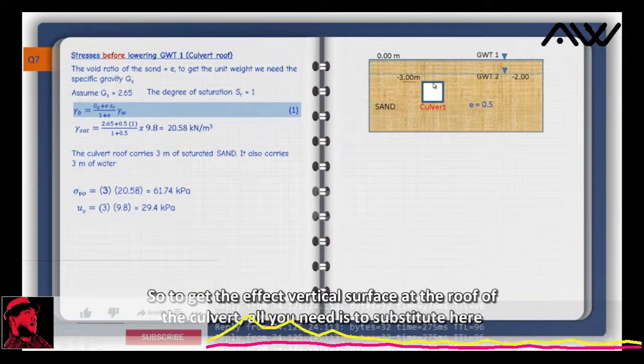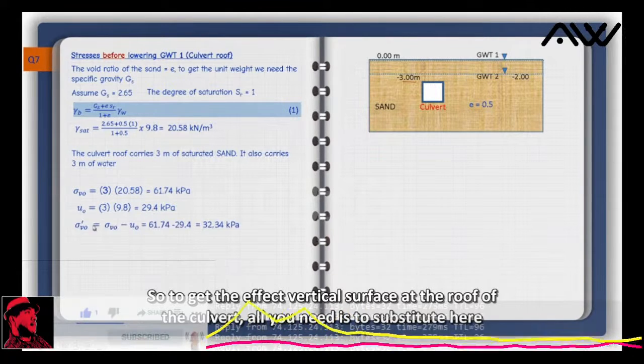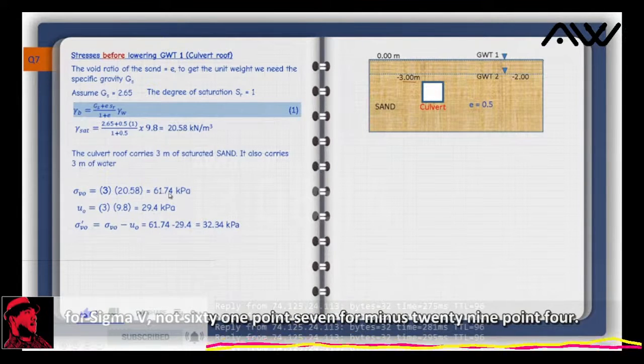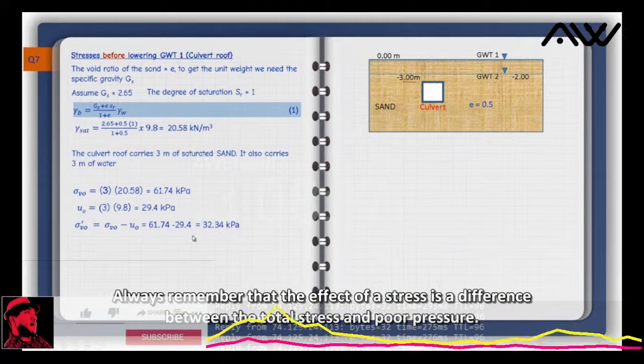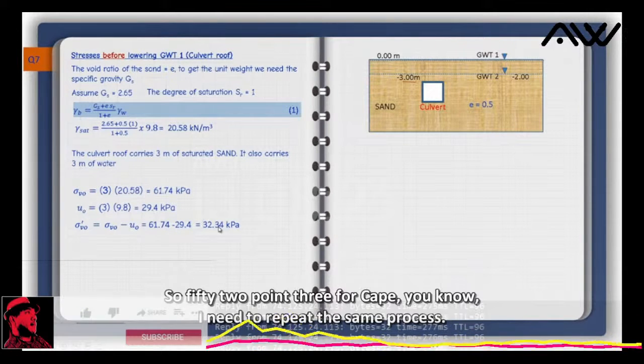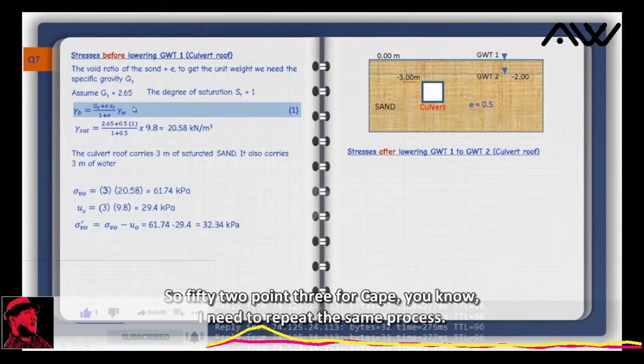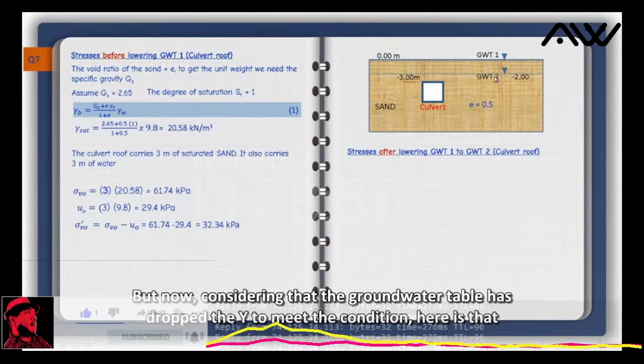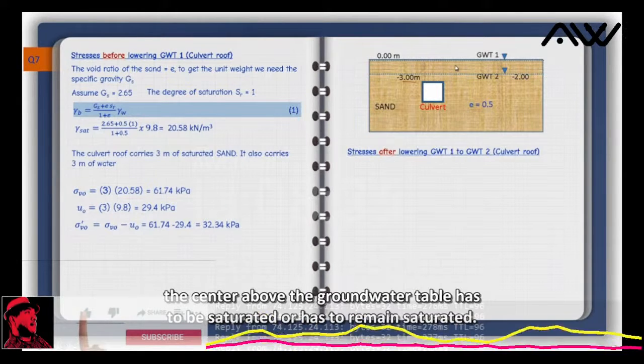So to get the effective vertical stress at the roof of the culvert, all you need is to substitute here for sigma V naught: 61.74 minus 29.4. Always remember that the effective stress is the difference between the total stress and pore pressure. That's the eternal correlation in the soil mechanics business. So 32.34 kPa. Now I need to repeat the same process, but now considering that the groundwater table has dropped by 2 meters. The condition here is that the sand above the groundwater table has to be saturated, or has to remain saturated. That's given.